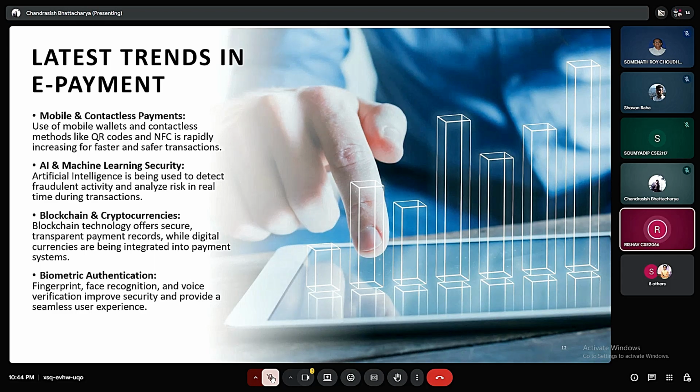Third, there is the integration of blockchain and cryptocurrencies. Blockchain technology is providing secure and transparent payment records, and we are seeing digital currencies being integrated directly into mainstream payment systems. And finally, biometric authentication technologies like fingerprint scanning, facial recognition, and voice verification are improving security while providing a seamless user experience, removing the need to remember complex passwords. Next slide.